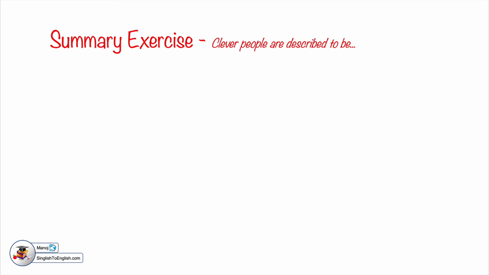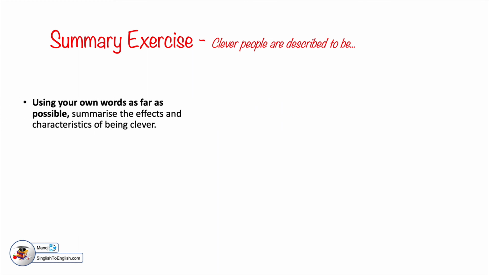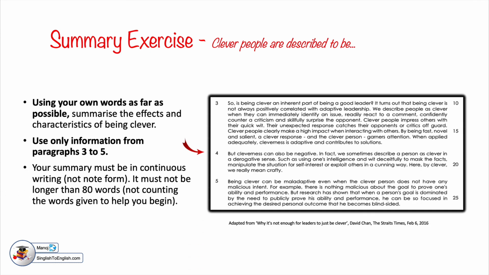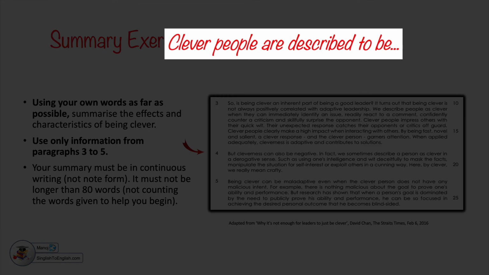Based on what we have covered, here is an example for you to try summarizing these paragraphs. Use your own words, summarize the effects and characteristics of being clever. Use only information from paragraphs 3 to 5. Your summary must be in continuous writing, not note form. It must not be longer than 80 words, not counting the words given to help you begin. Clever people are described to be.